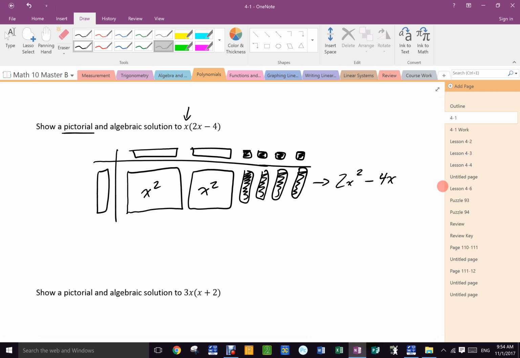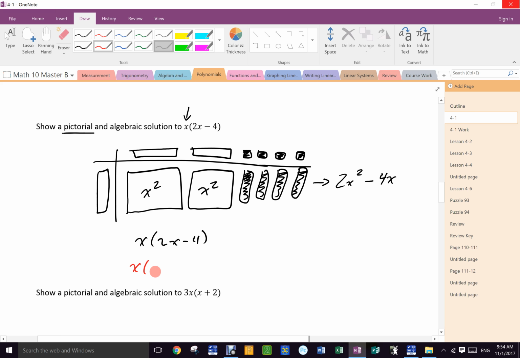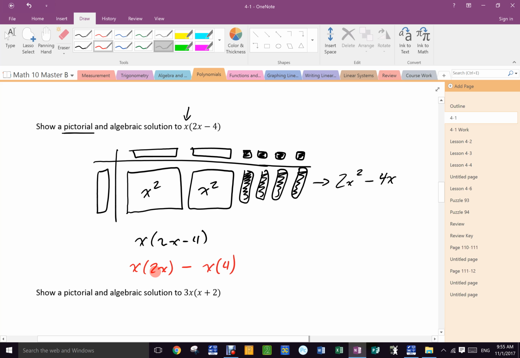Now let's do this the way math should be done. Technically, this is x times 2x minus x times 4. We know this from our exponent laws. That's 2x squared. And we know that is minus 4x. The shortcut is we just multiplied in there.